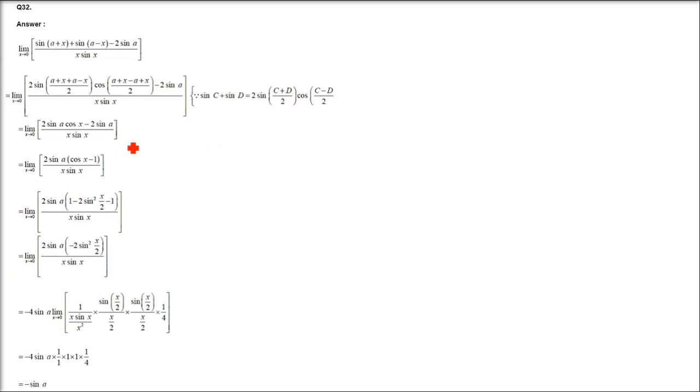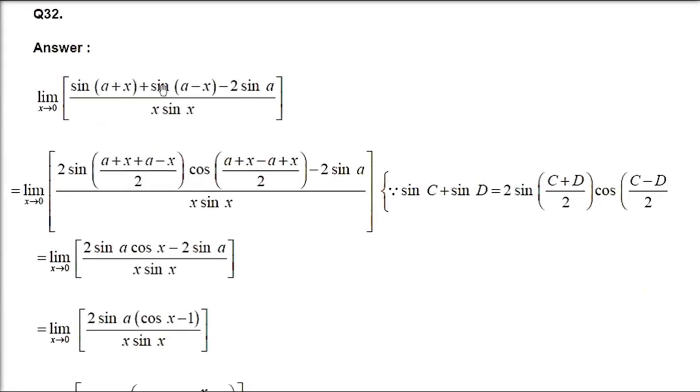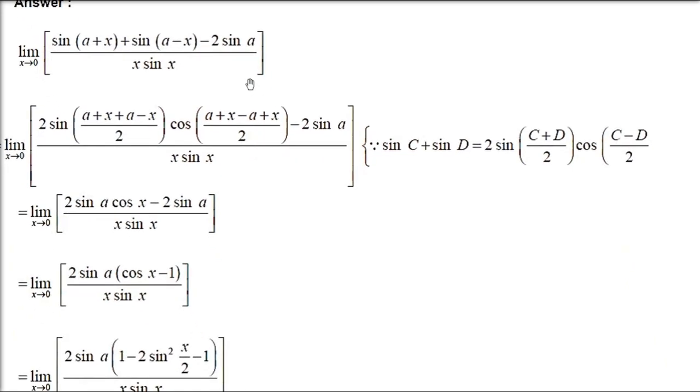Question number 32. So sin(a plus x) plus sin(a minus x) minus 2 sin a, by x sin x. Let me just expand it a bit. Sin c plus sin d, you use the formula here: 2 sin of (c plus d) by 2 times cos of (c minus d) by 2. That is (a plus x plus a minus x) by 2, and (a plus x minus a plus x) by 2. So what do you get?